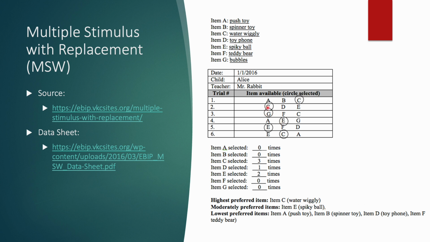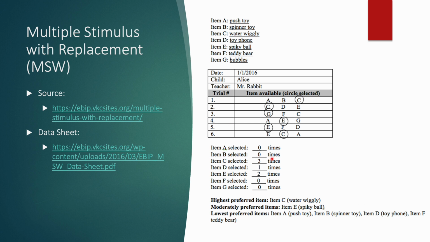You'll see what item is selected, and let's say in this case C was selected, so C will be placed in the array again for trial number 3. 2 new items will be presented, so F and G are the teddy bear and the bubbles. The teddy bear, the bubbles, and the water wiggly will be presented simultaneously for trial number 3. Then you see here that they chose item G, so item G is going to be passed on into trial number 4. You'll write down that you kept G, and you'll put in 2 other items, and so on and so forth. You go filling out your data sheet based off of the choices that are being made in each trial, until you finish.